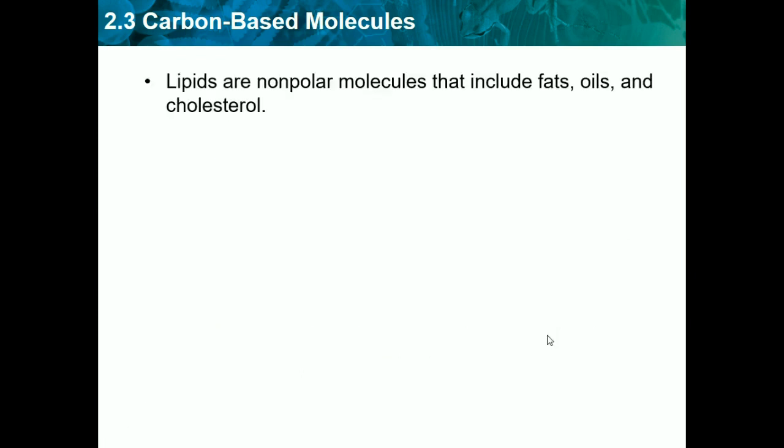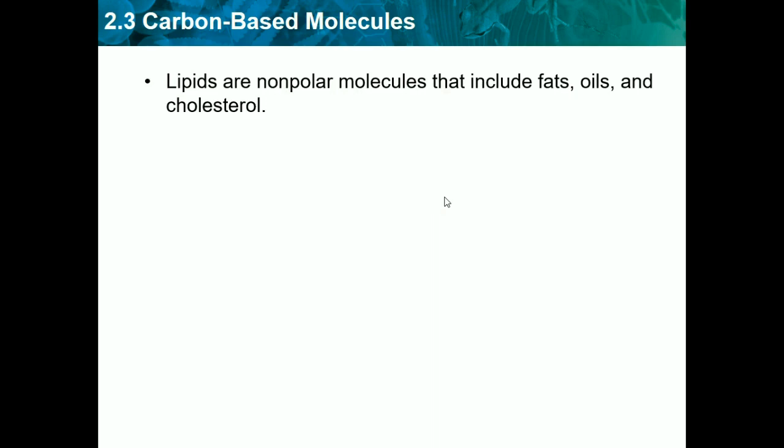So lipids are our next carbon-based molecules. So lipids are a nonpolar molecule. As we learned, nonpolar means it's balanced or it's symmetrical. The structure is symmetrical. It doesn't have positive charge or negative charge. It's equal, it's balanced. So it's a nonpolar molecule that includes fats, oils, and cholesterol.